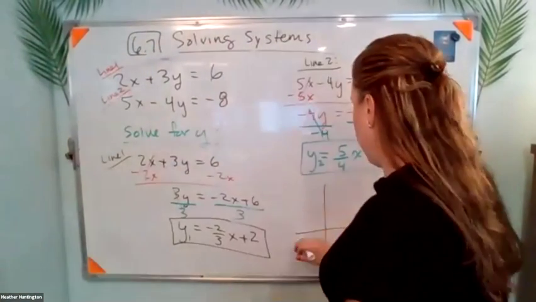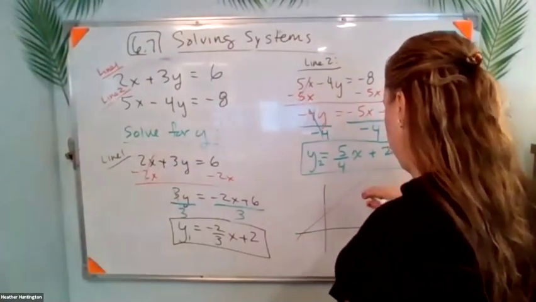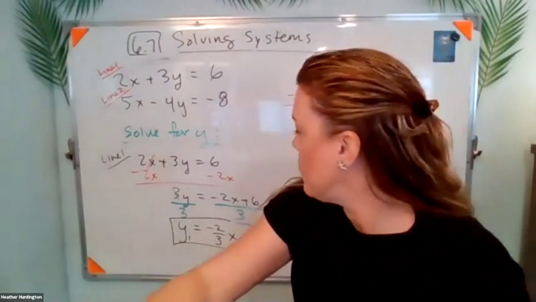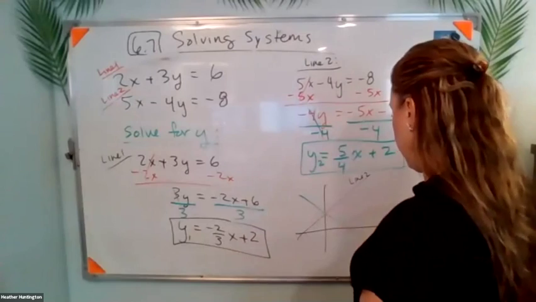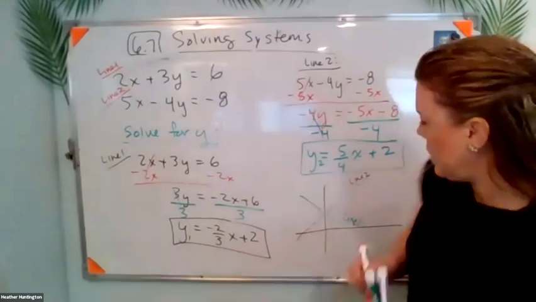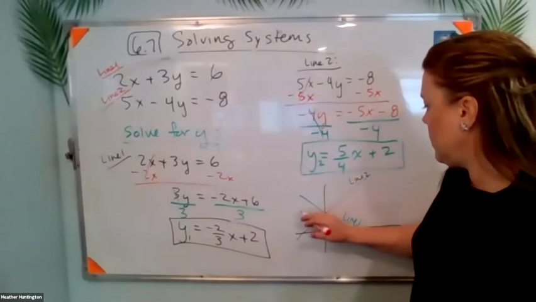All right, so we've got line 2 here. And then line 1. So this intersection point is 0,2.